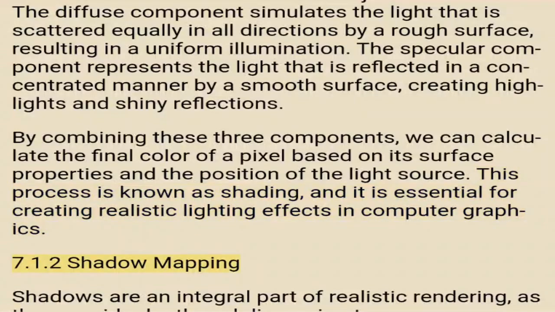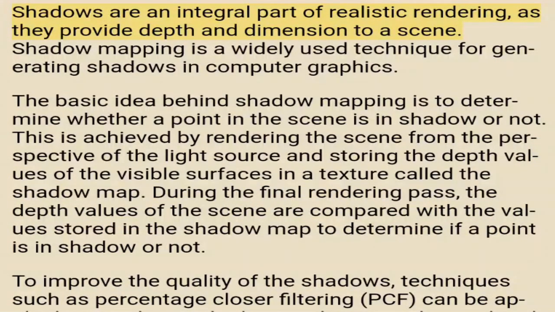7.1.2 Shadow mapping. Shadows are an integral part of realistic rendering, as they provide depth and dimension to a scene. Shadow mapping is a widely used technique for generating shadows in computer graphics. The basic idea behind shadow mapping is to determine whether a point in the scene is in shadow or not. This is achieved by rendering the scene from the perspective of the light source and storing the depth values of the visible surfaces in a texture called the shadow map.